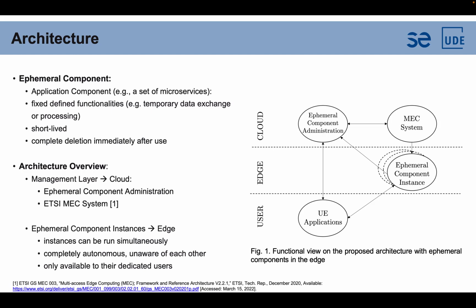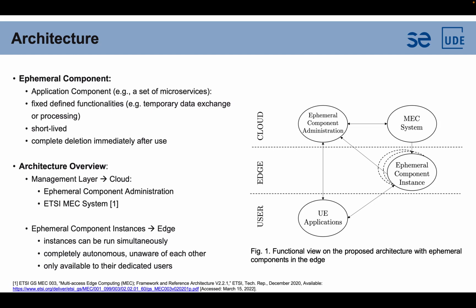The overall idea of the proposed architecture is to divide the whole system into a management layer, typically residing in the cloud, and several ephemeral components deployed into the edge on demand. The management layer consists of two building blocks which are deployed in the cloud. The ephemeral component administration is responsible for receiving events indicating that users need to work on use cases associated with ephemeral components. In addition, the administration is responsible for user management. So, for example, it provides user access tokens, which the ephemeral components can use for user authentication.